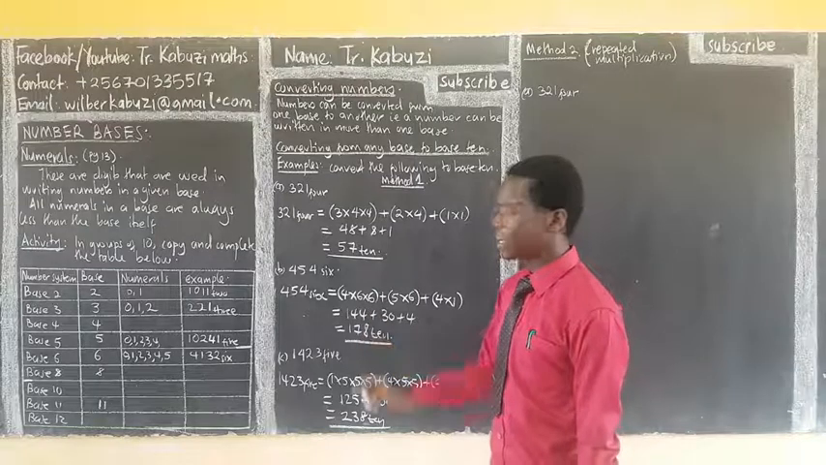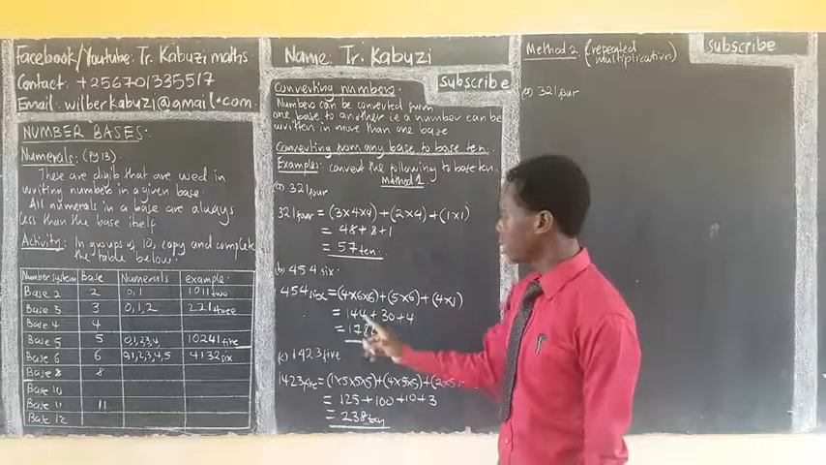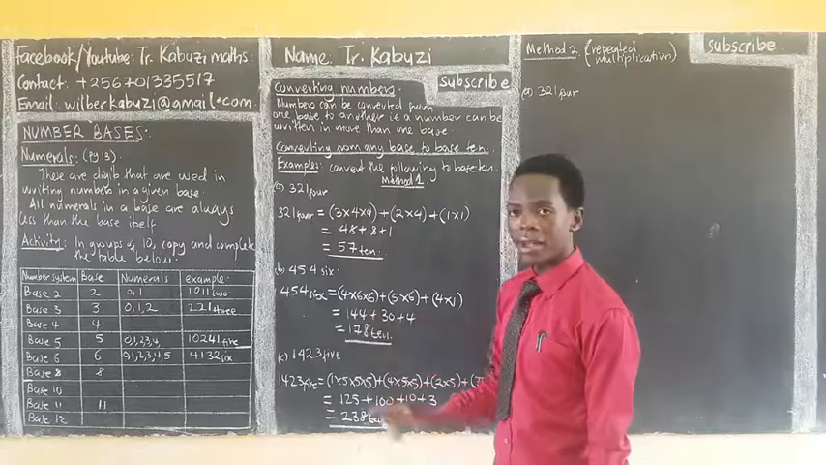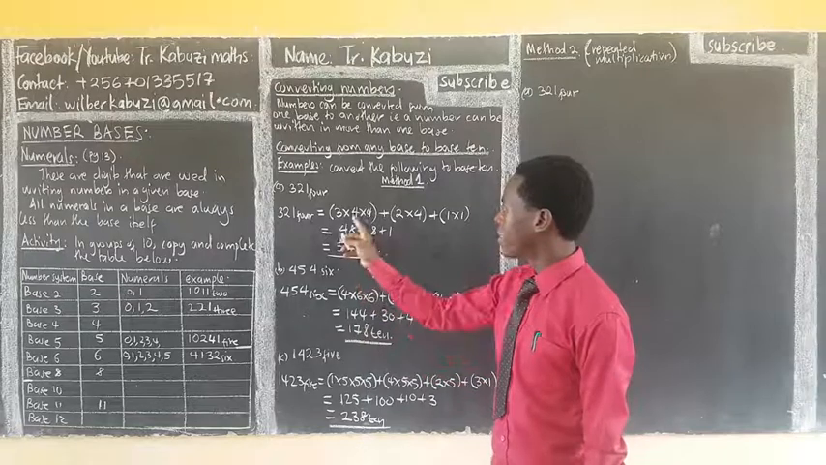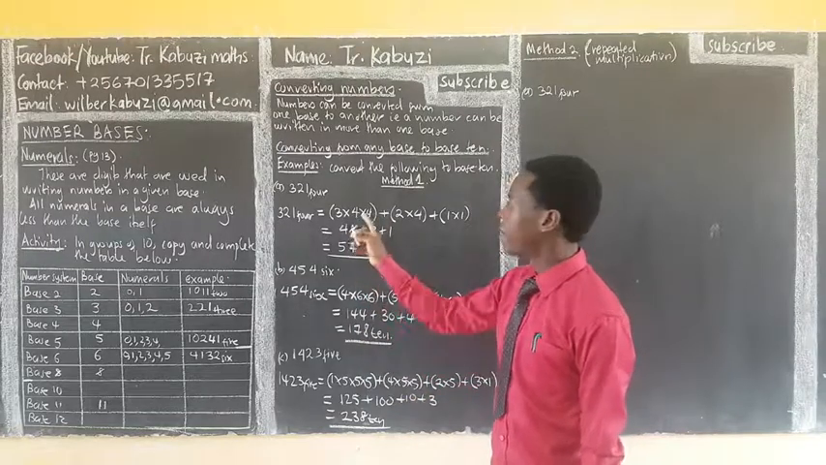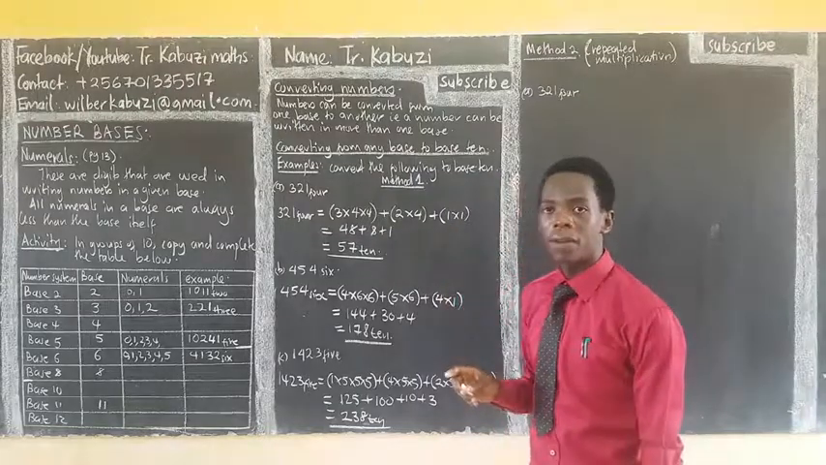Can I write this 6 as something to a given power? What do you realize here? This is 4 power what? 1 can be given as 4 power what?